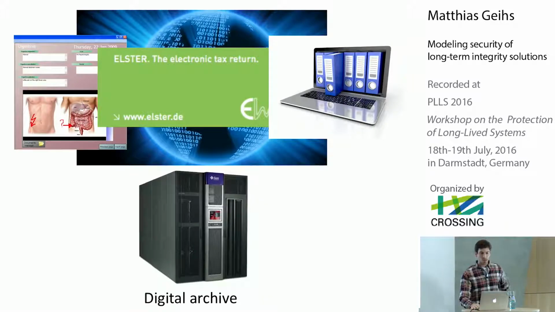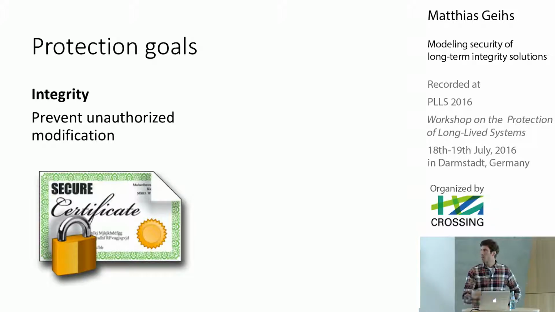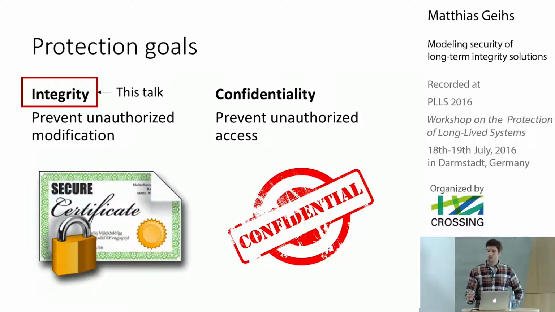For such a digital archive, we have two main important protection goals. One is integrity, so that means preventing unauthorized modification of the archive data. Another one is confidentiality, and that means preventing unauthorized access to the data. In this talk, we will mainly focus on integrity.